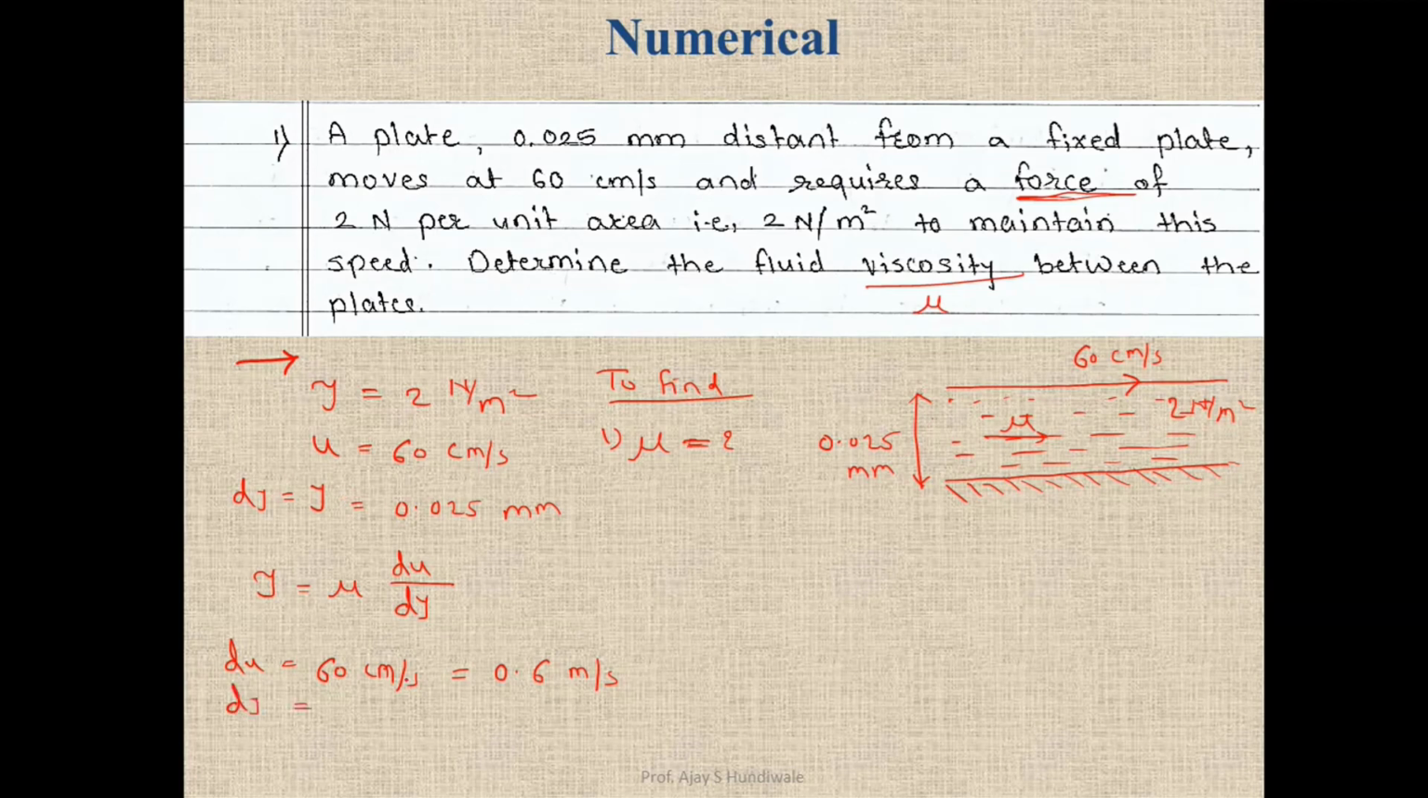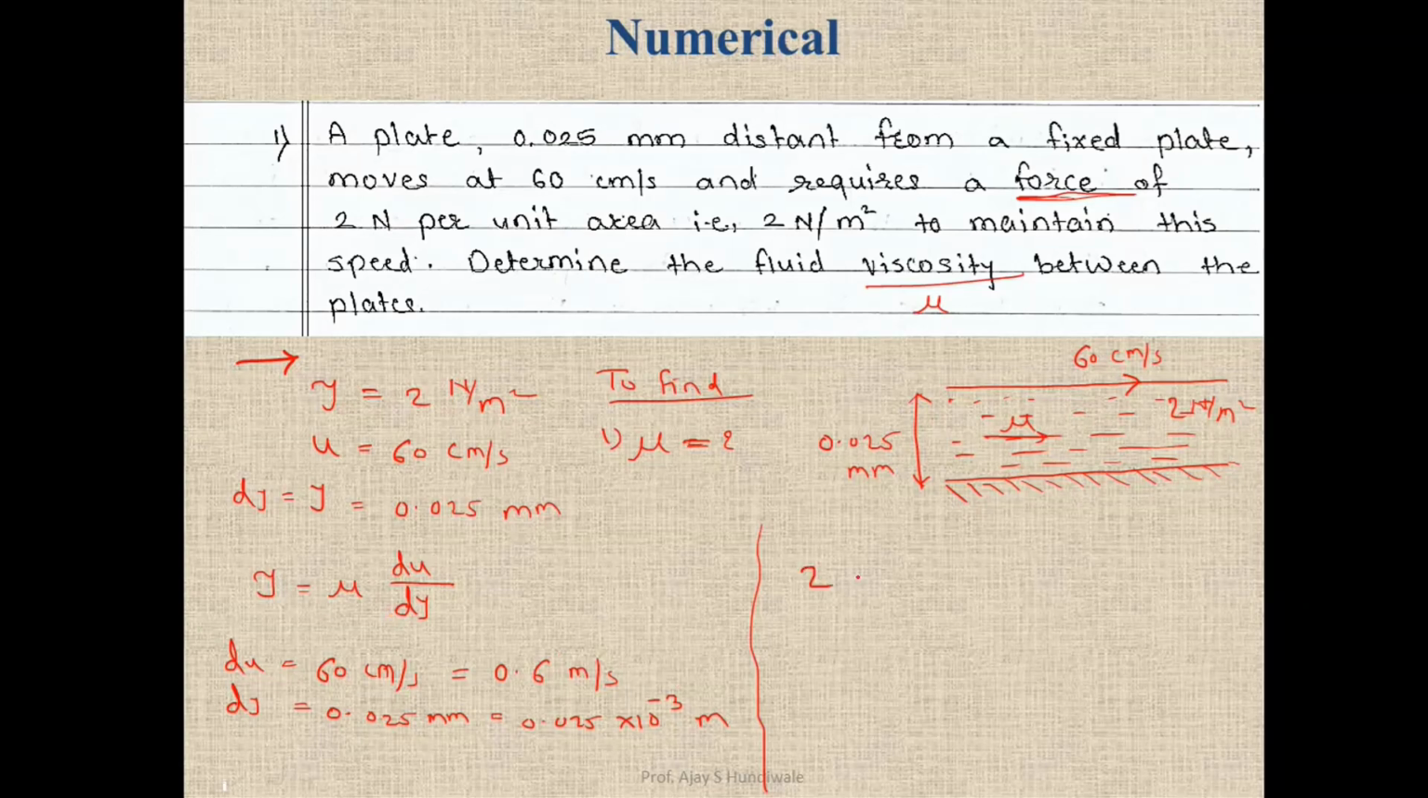So dy is equal to 0.025 mm. So this is equal to what? 0.025 into 10 raised to minus 3 meter. So it is always advisable that you convert into SI units, Newton and meter, because if I converted everything into mm or centimeter, I would have to convert it back again. So better convert everything into meter only.